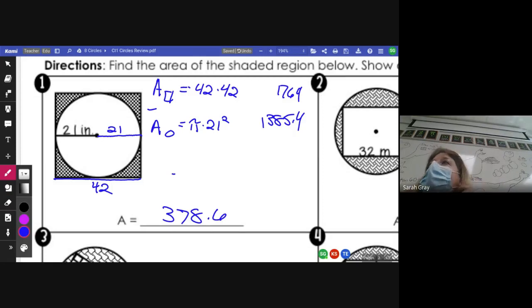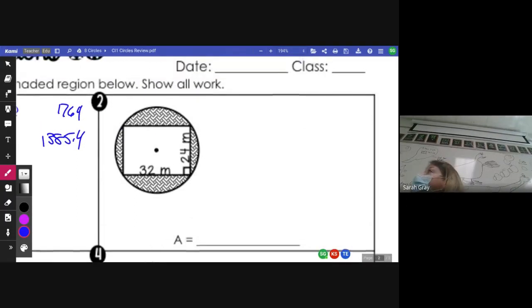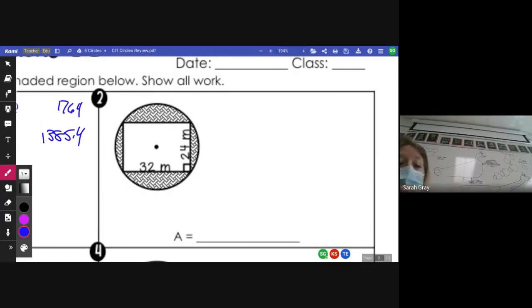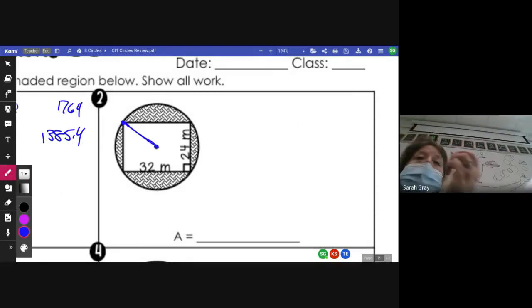Okay. Any others? Kelsey, the second one in that section. That one? Okay. Weird that you can't see the top. All right, so here we have a rectangle instead of a square, and it's inside instead of outside. We need a radius. The radius is going to be like that to one of those four corners.